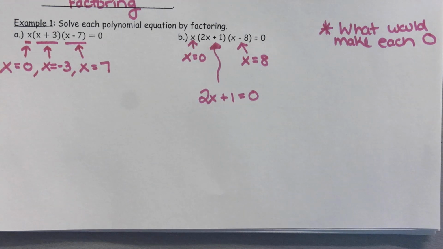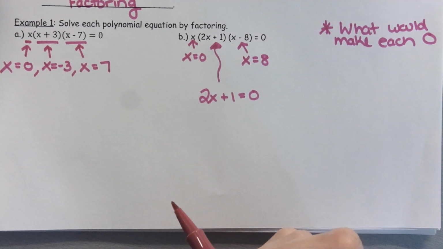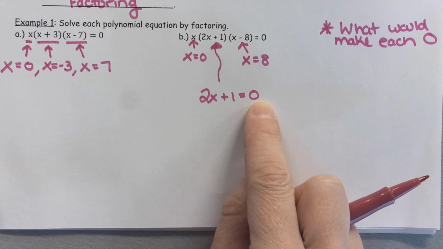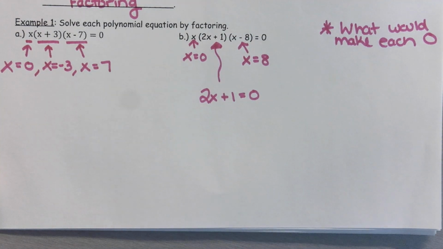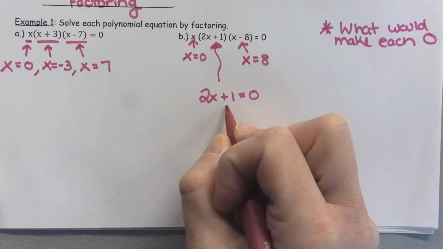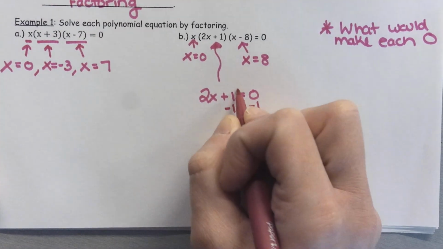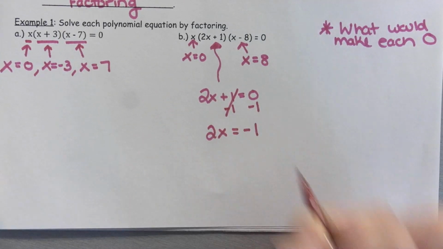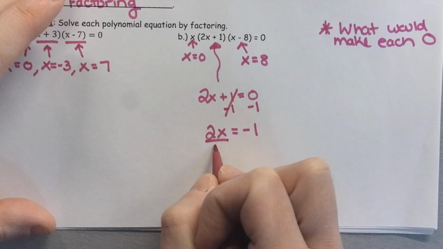So you're going to bring it down and rewrite it. I just rewrote it. I brought this down because I didn't have much space. And I said, hey, when is it going to be 0? So we're going to solve it like we would all the way back in chapter 1. How do you get rid of this plus 1? Minus it. So 2x equals negative 1. Then what would you do to finish solving for x? Divide the 2.